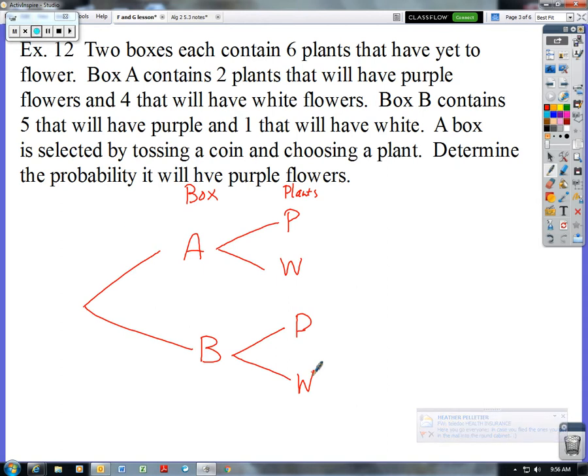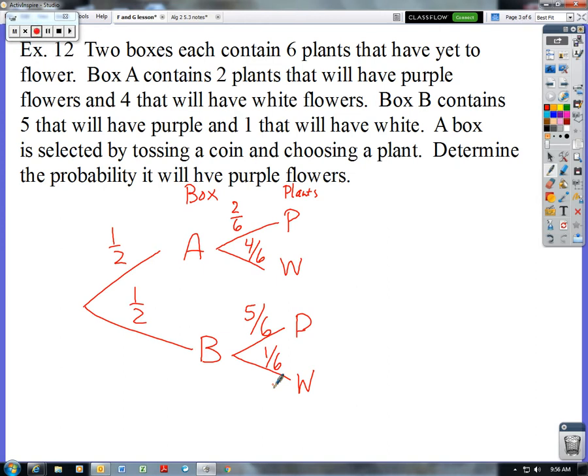We're tossing a coin. So we have a 50-50 chance of getting A and B, so you put your halves on there. And then I have to read this. Box A, 2 out of 6 will have purple. Sometimes it's good to leave these unreduced, because then everything will have the same denominator. So 4 out of 6 will be white. And for box B, I have to step back, 5 out of 6 will have purple and 1 will be white. The 1/6 isn't going to reduce, so I'm going to just leave them in sixths and see what happens. Determine the probability it will have purple flowers.